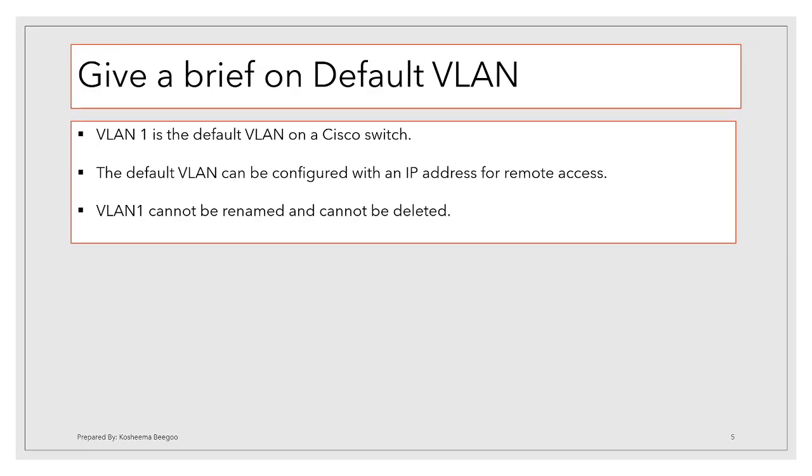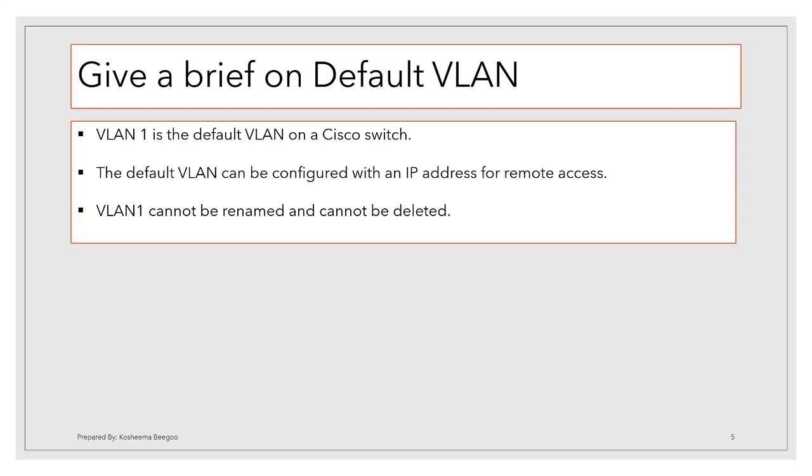VLAN 1 is the default VLAN on a Cisco switch. So on all switches, by default, you will have VLAN 1. Point to be noted here, VLAN 1 cannot be renamed. It cannot be deleted. You could be creating several VLANs. They could be deleted, but VLAN 1 cannot be deleted.